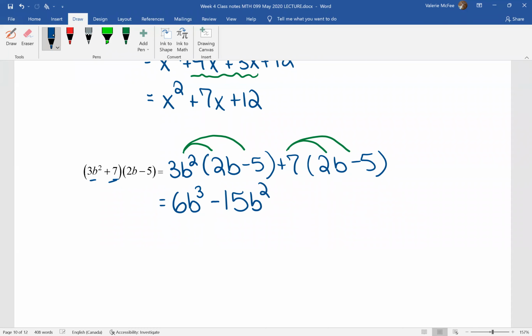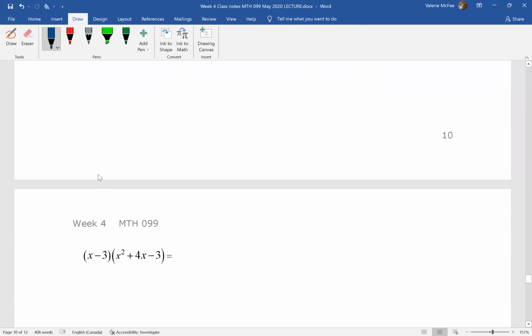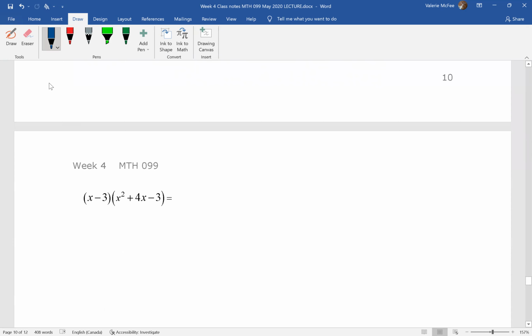There are no other powers of b. Multiply the integers. And 7 times -5. This one stops here. There are no like terms. Pause your video. Give this one a try.